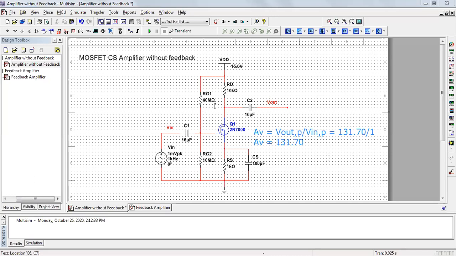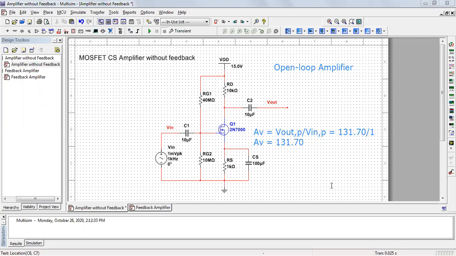This is without feedback. We haven't applied some portion of the output to the input. We are not feeding any output signal back to the input. So it is without a feedback circuit, and we are getting a gain of 131.70. So I hope you understood the MOSFET common source amplifier. This configuration we call open loop configuration. This is the open loop amplifier.